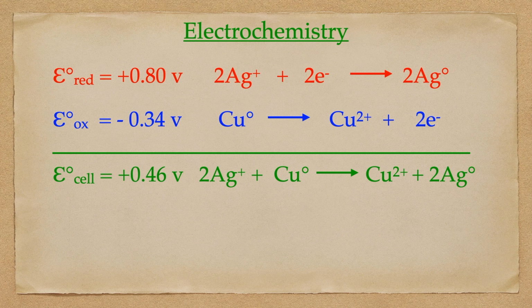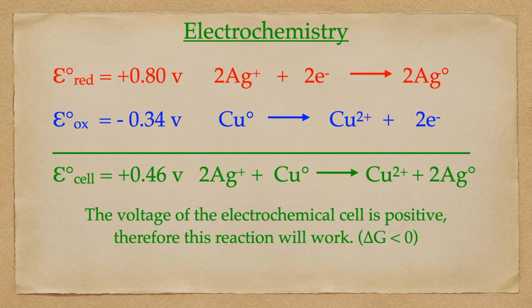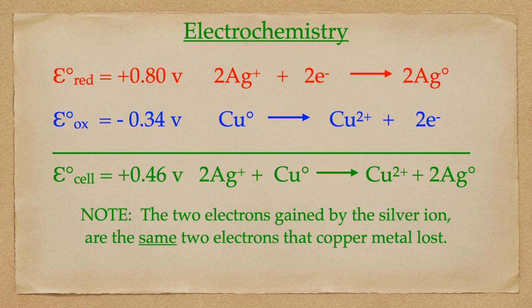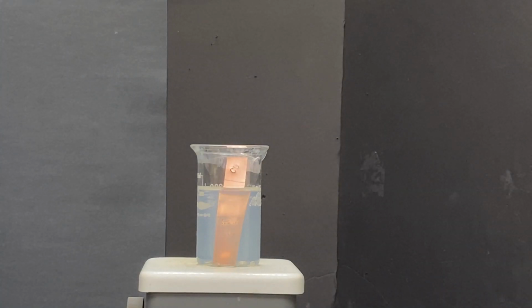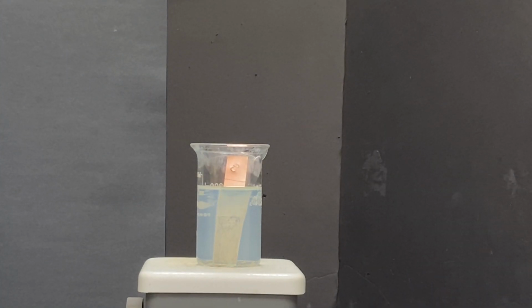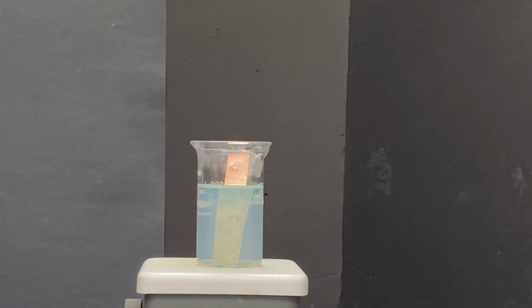The voltage of this electrochemical cell is now positive 0.46 volts. Therefore, this reaction will work. The delta G, Gibbs free energy, will be less than 0. Let's take a look. We can see right away it's working.